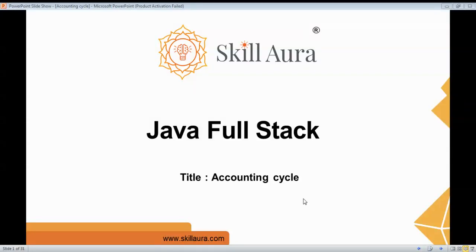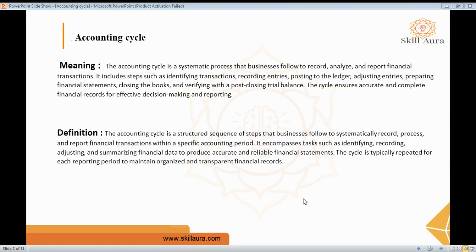I'm Lavanya. So today we are going to learn one of the important topics, that is the accounting cycle. So let's start with the meaning.